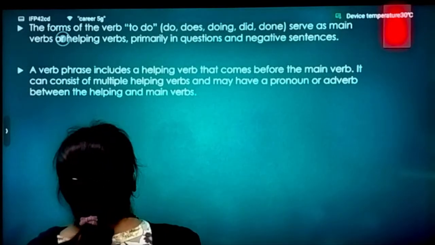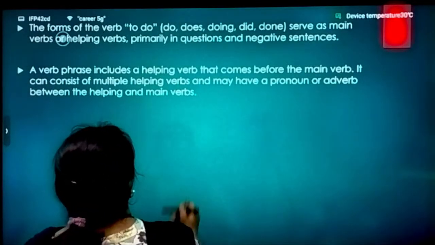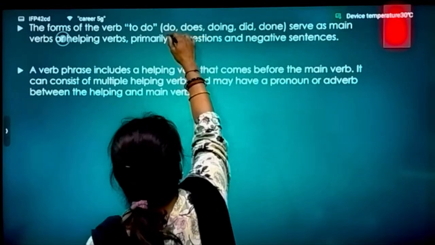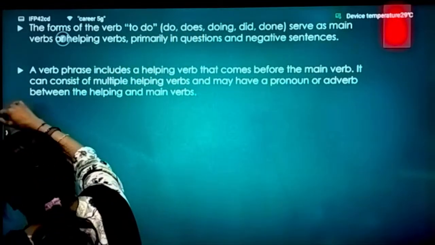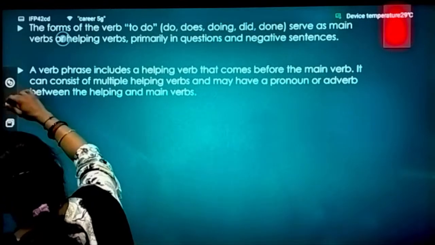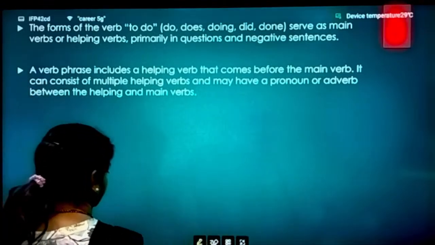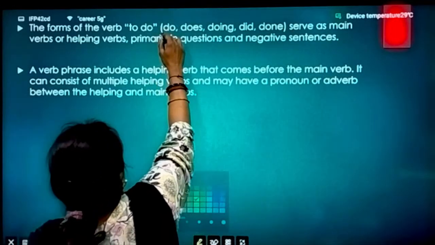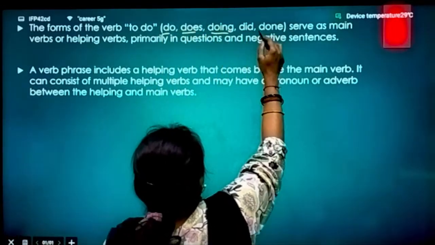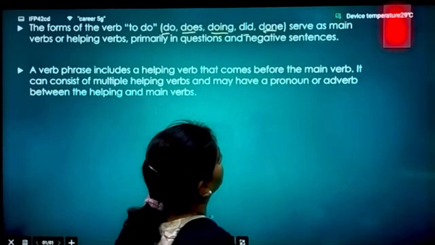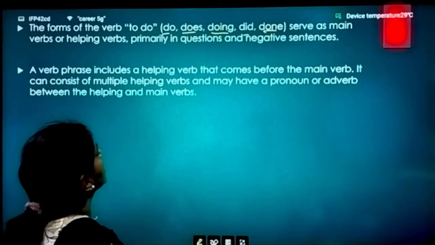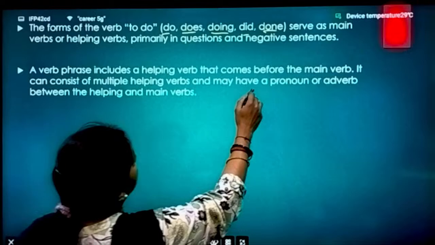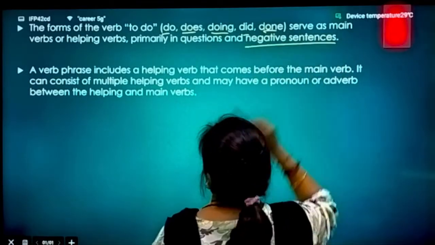Okay, the forms of the verb to do. Do is to do any action. So do, does, doing, did, done serve as main verbs or helping verbs, primarily with questions and negative sentences.